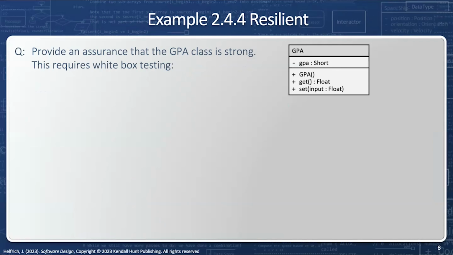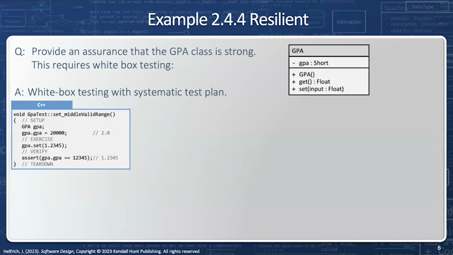The final example here, I'm going to have the same exact code, and I want to find resilient. So that requires me to do white box testing. So first of all, I'm going to have a systematic test plan, and I'm going to exercise each of these test cases one at a time. So I'm going to create a function, and this is one of my test cases, middle valid range. Now observe here that I'm accessing the member variable GPA directly. I'm going to set it to 2000, then I'm going to do set 1.2345, and then I'm going to verify that my GPA.GPA is 12345, and that's because I'm using a short here divided by 1000. I'm going to have the right number.